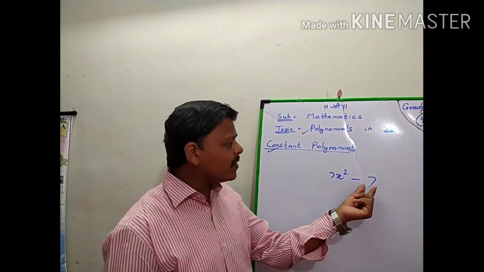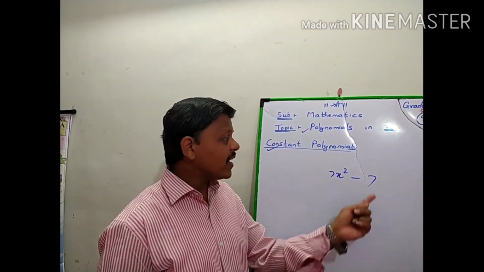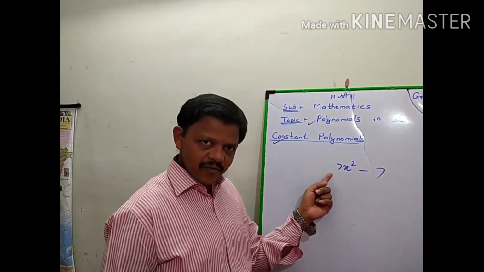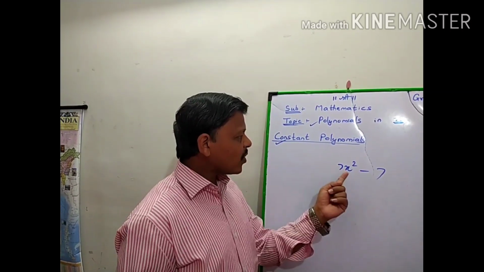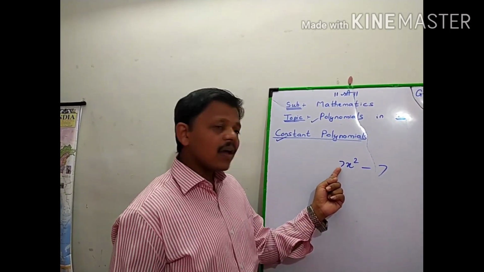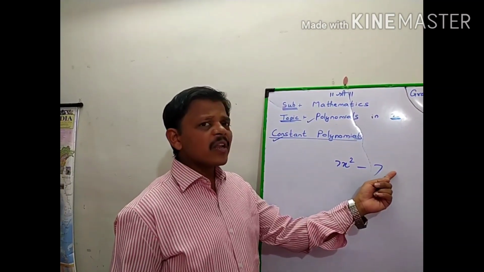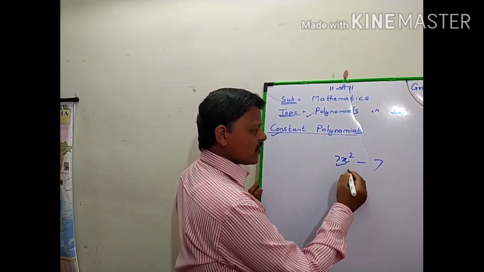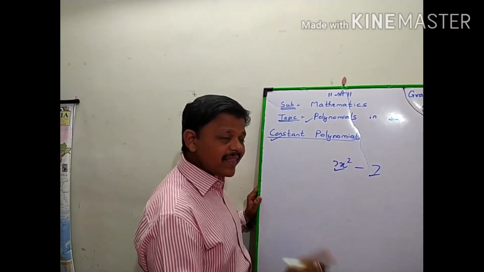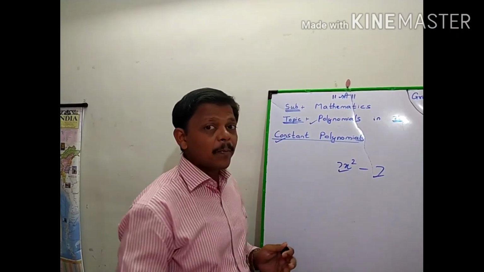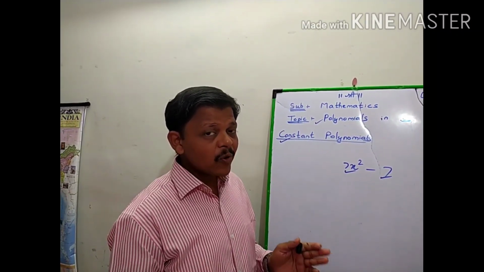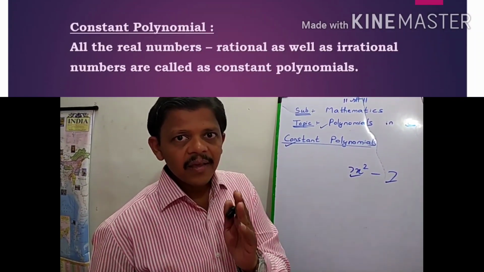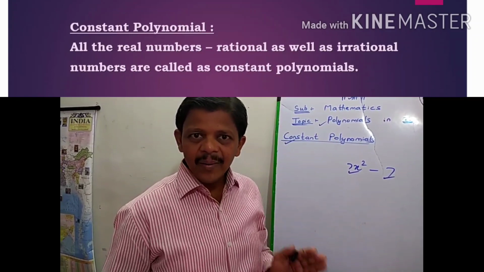Why did we call this as a constant term, children? Because it never changed its value. 7 remained 7. This term could change its value. Why? Because if the value of variable changes, the value of the term changes. But the constant does not have a variable, so its value will never change. Correct? So, this was a variable term and this was a constant term. Now, when I say about constant polynomial, I am going to make a very important statement. Every real number is a constant polynomial. What am I saying? Every real number.